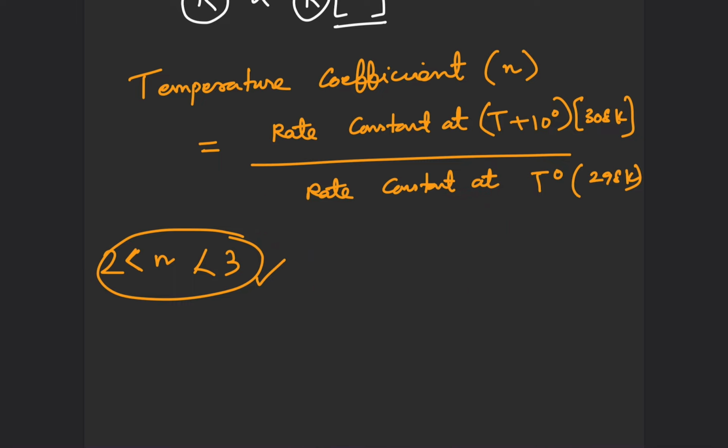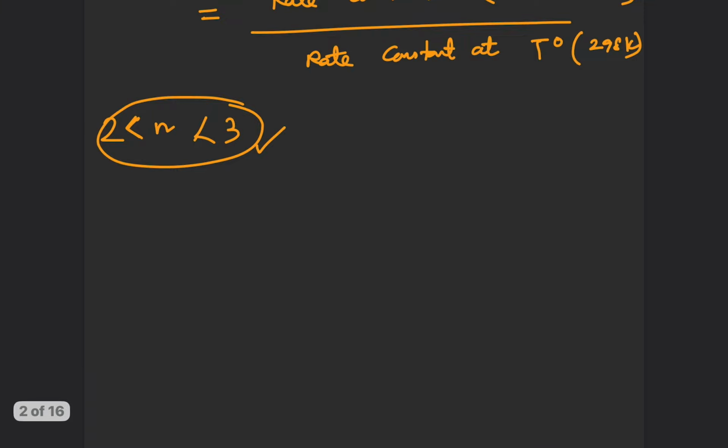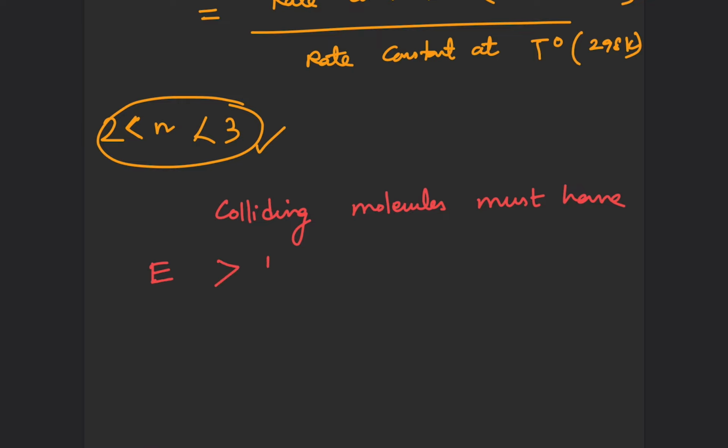The fraction of molecules having a particular kinetic energy at a particular temperature remains constant. I will write that important point. First, colliding molecules must have energy more than threshold energy.